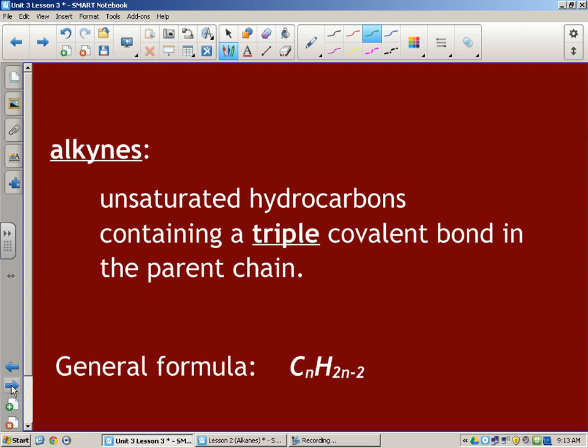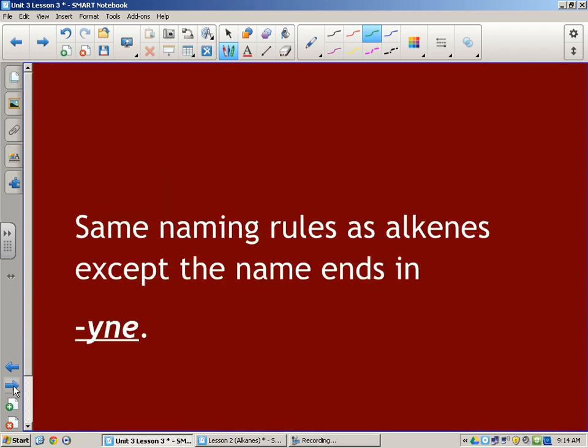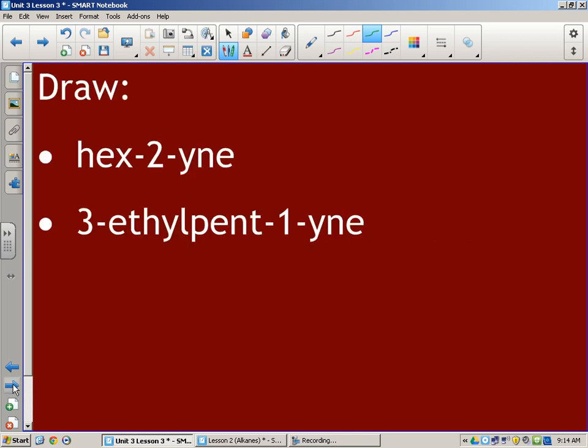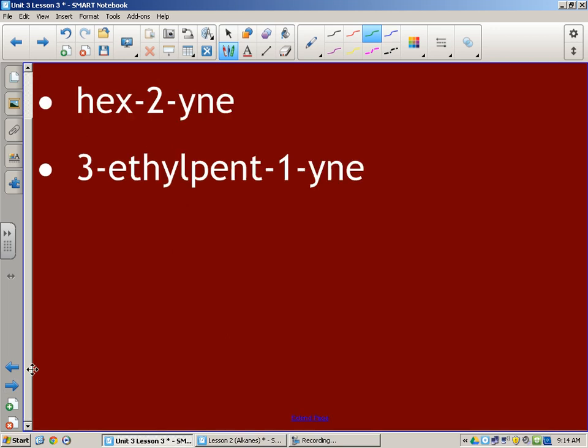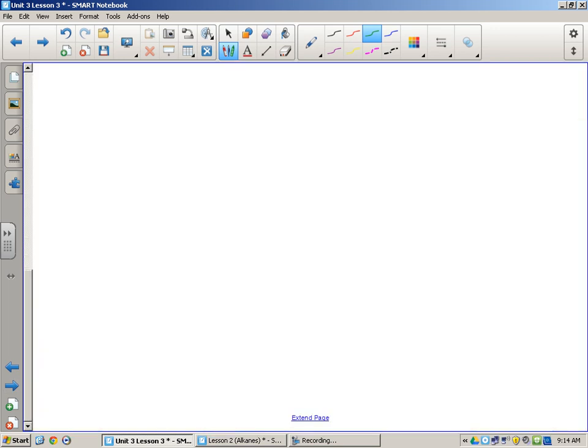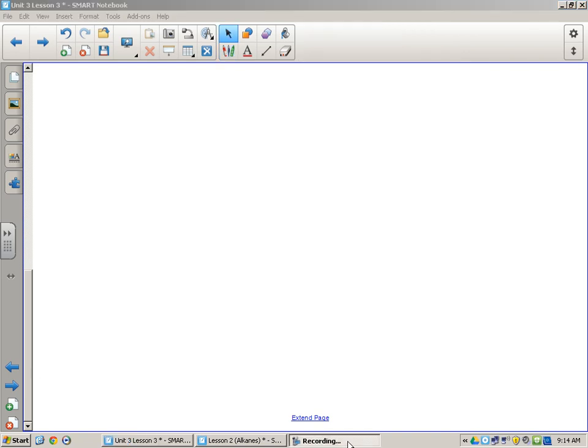So let's take a look here. Same naming rules as alkenes. That's why we do them on the same day, but it just ends in yne instead. So, for example, if you're going to draw hex-2-yne, give you a little more practice here. Actually, why don't you guys go ahead and draw these 2 for me here. That'll give you a little bit of practice before you get your worksheet here.